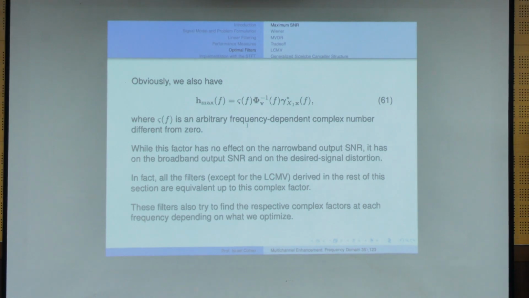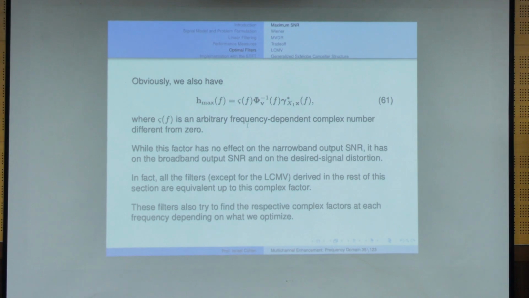But any filter that is proportional to this vector, if we multiply it with a scalar complex value, we obtain that the narrowband output SNR will be the same. But it does not maximize the broadband output SNR.